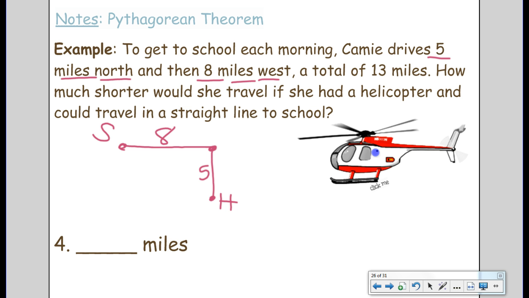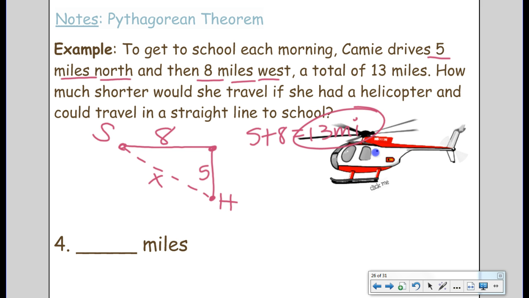Now, one day she was running late, and so she didn't want to drive up 5 over 8. She wanted to fly directly to school. So it's asking how much time she is going to save by going directly to school and not having to drive along the road. Does that make sense? First, Claire, tell me how far she travels if she goes by car. How far does she travel if she goes up 5 and over 8? 13. Is everyone okay with that? 5 plus 8 is 13. So she travels 13 miles if she has to get her car out.